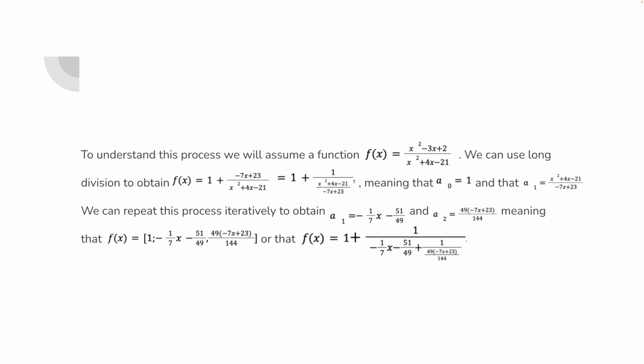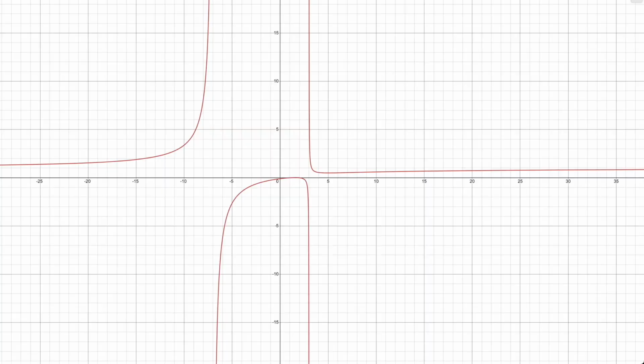To understand this process, we're going to assume a rational polynomial function f(x), with which we can use long division to obtain a simplified form of f(x). We can repeat the same process iteratively to obtain that the function f(x) can be rewritten as 1 plus 1 over minus 1 over 7x minus 59 over 49 plus 1 over 49 times minus 7x plus 23 divided by 144.